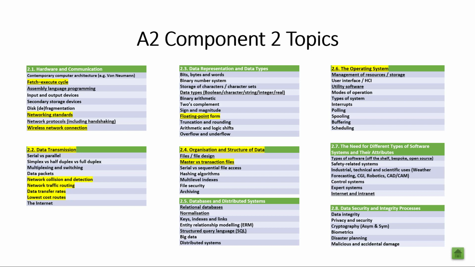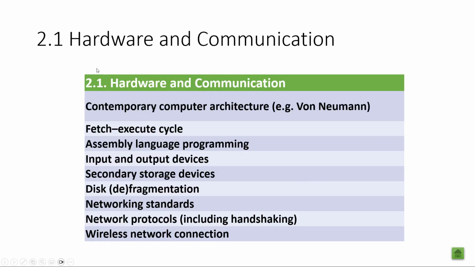All right. So we'll start off with our 2.1, which is hardware and communication. So these are all things that we'd cover from the specification in chapter 2.1. We've got contemporary computer architecture, the fetch, decode, execute cycle, which was quite popular. A lot of people wanted me to go through the fetch, decode, execute cycle. Then we've got assembly language programming, which puts a lot of people off, but once you get your head around it, it's not actually that bad.